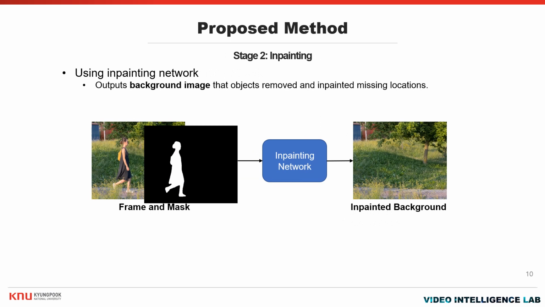The second stage is about inpainting. The inputs of the inpainting network are the original frames and binary mask frames generated by the first stage. The inpainting network fills the missing area in the frame. The output of this stage is the inpainted background of the input frames.